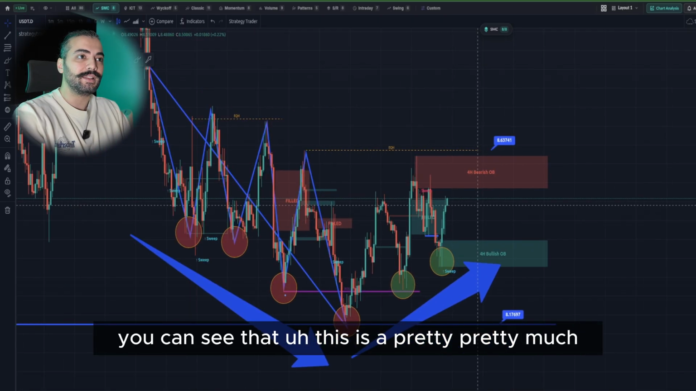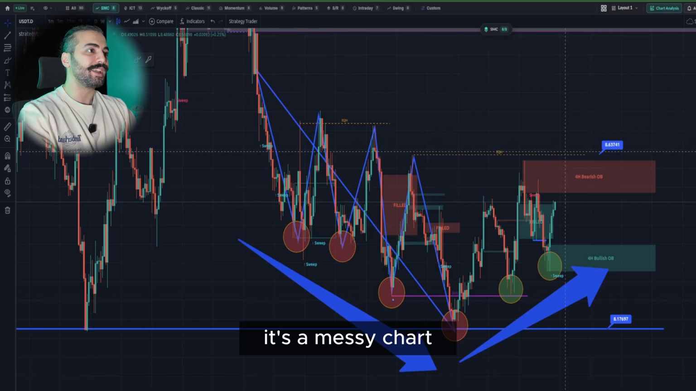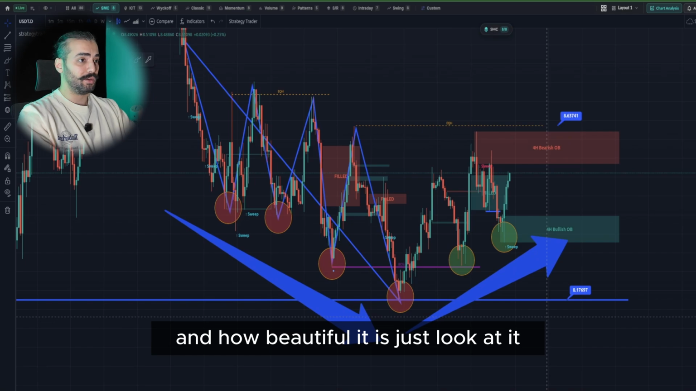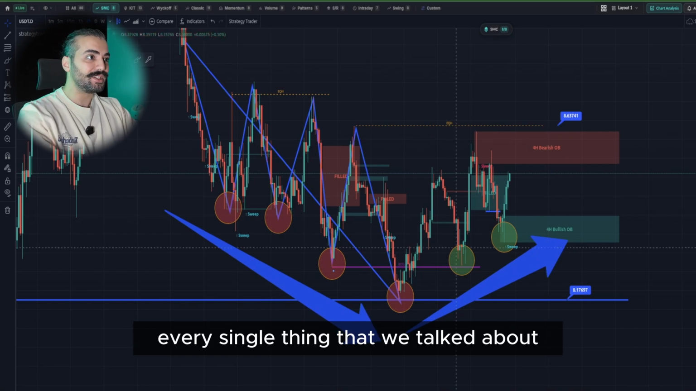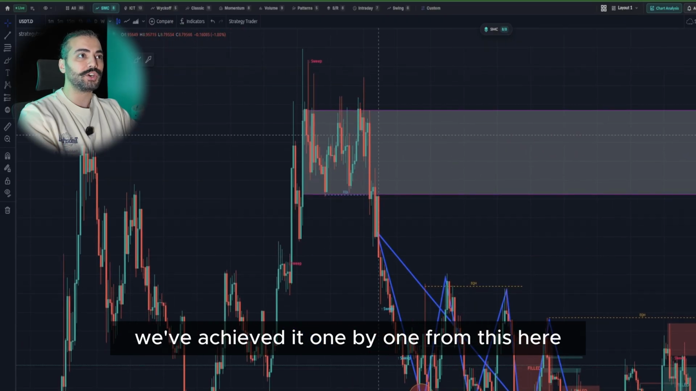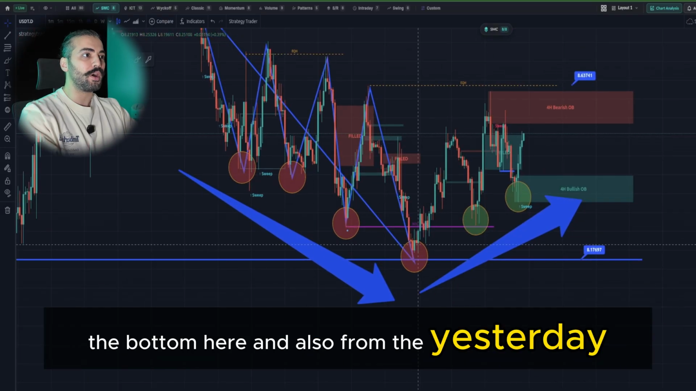Wow, you can see that this is a pretty messy chart, and we've been stuck with this since a few days ago. And how beautiful it is. Just look at it. Every single thing that we talked about, we've achieved it one by one. From this top here, all the way down to the bottom here.